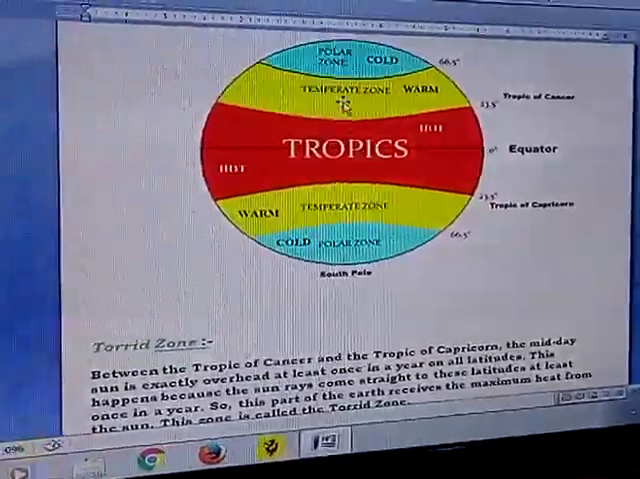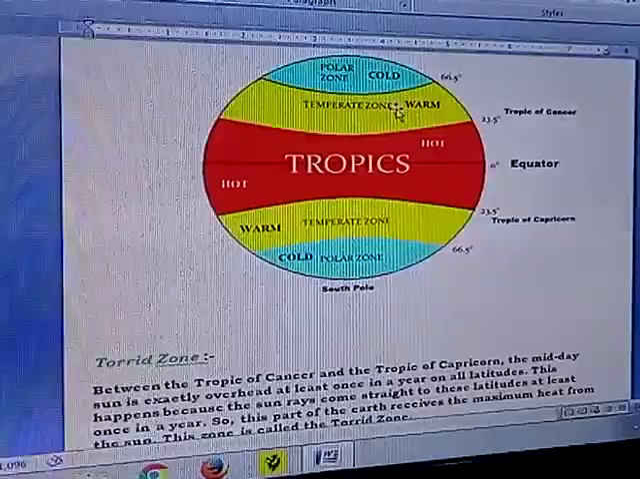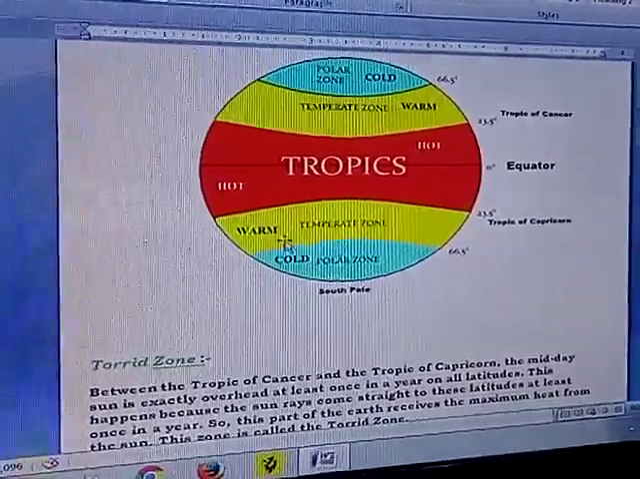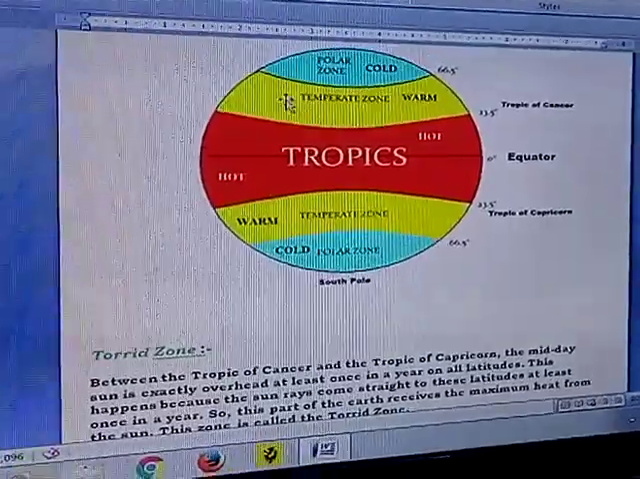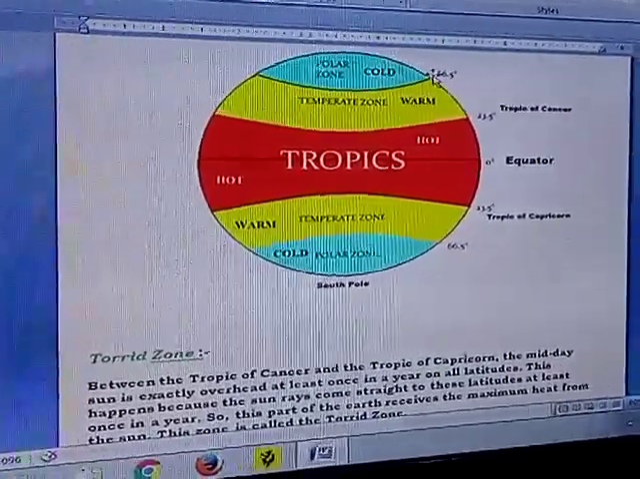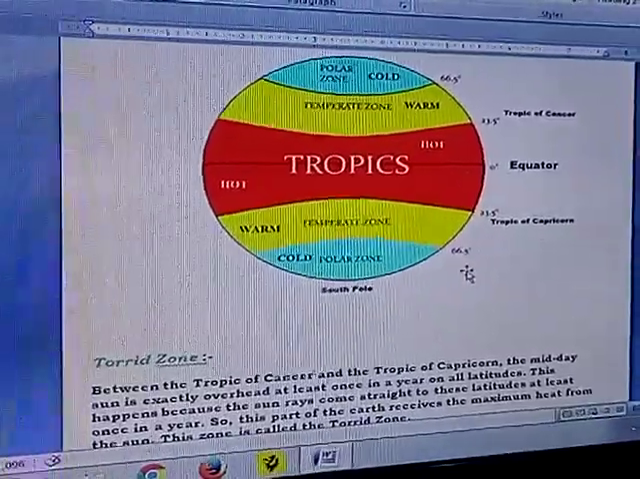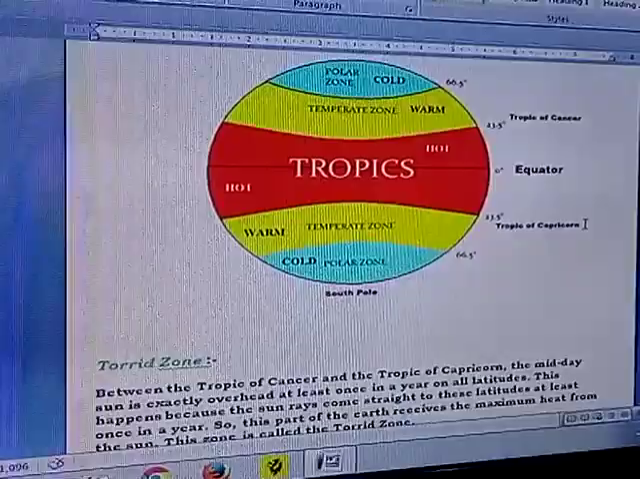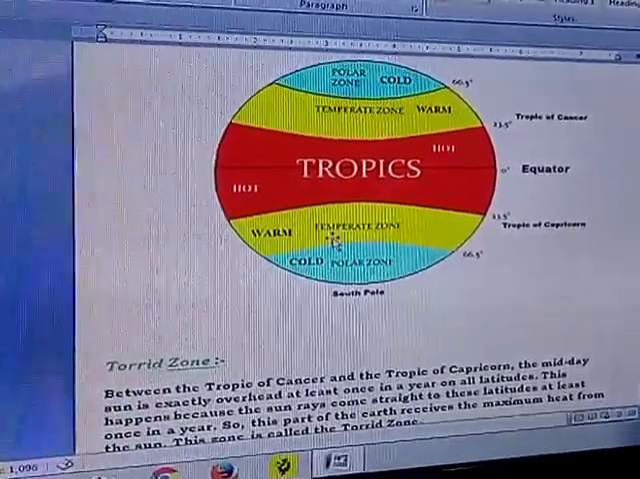After that, you have, on both sides, the temperate zones. One is in the northern hemisphere and one is in the southern hemisphere. In the northern hemisphere, it lies between the Tropic of Cancer and the Arctic Circle, whereas in the southern hemisphere, it lies between the Tropic of Capricorn and the Antarctic Circle.